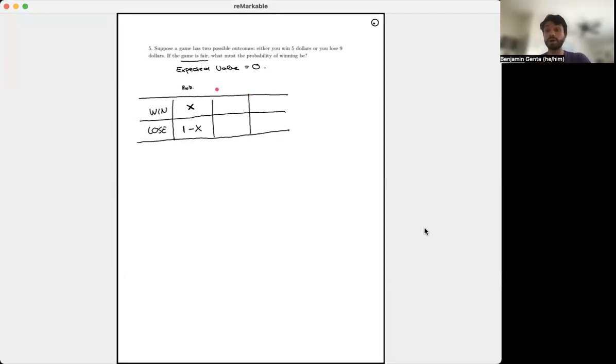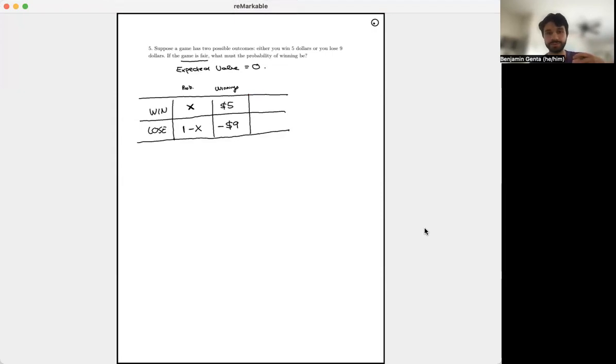It's what are the profits or losses that you get from each outcome. So you might call these the winnings. But remember that winnings might be negative. And so here, what are the winnings if you win? Well, I told you it's $5. And what are the winnings if you lose? It's negative $9. You lose $9, so it's negative $9.